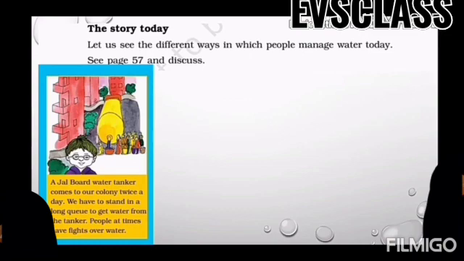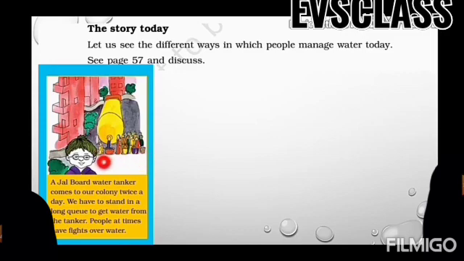We have to stand in a long queue to get water from the tanker. Yes, dear students, they stand in a long queue. Long lines will be there to get water from the tanker, as the tanker comes twice a day. People at times fight over water. Yes, this is the situation, students. Understood, students? See what they are telling next.